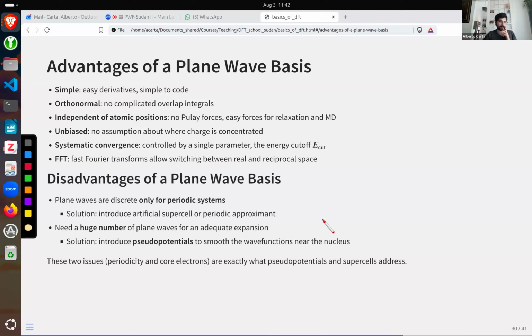So the disadvantages that we have are that this kind of basis is technically valid only for periodic systems, and then we're gonna spend some time trying to understand what happens for non-periodic systems. Also, we need a huge number of plane waves, and this will introduce some limitation when we look at very localized systems, because we will need a huge number of plane waves in order to describe more localized parts of the system.